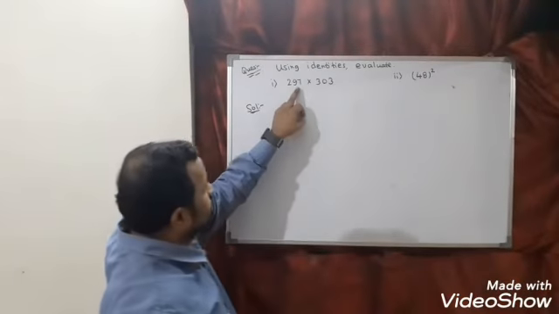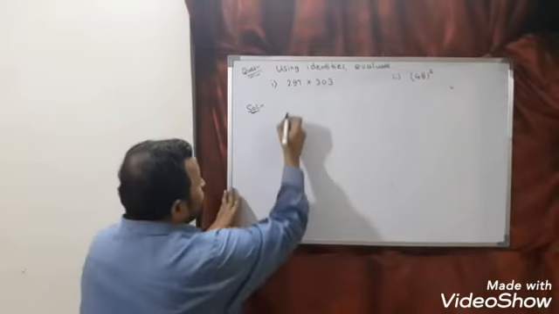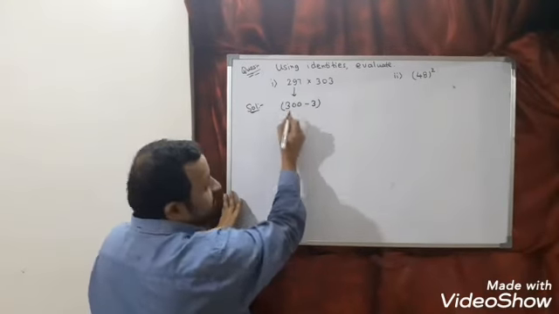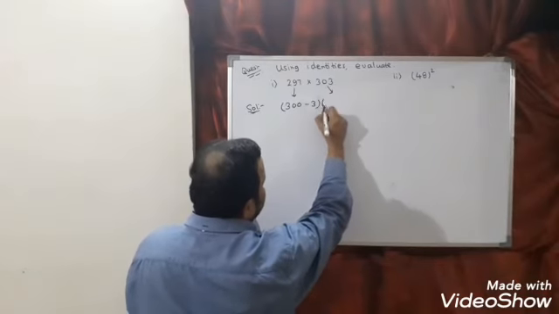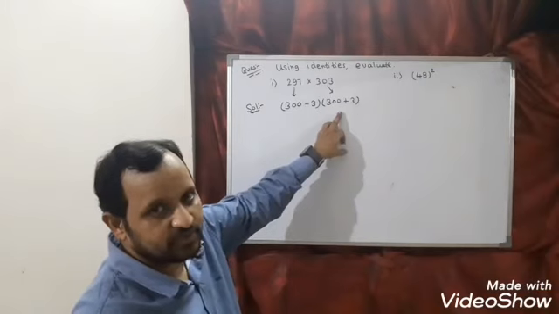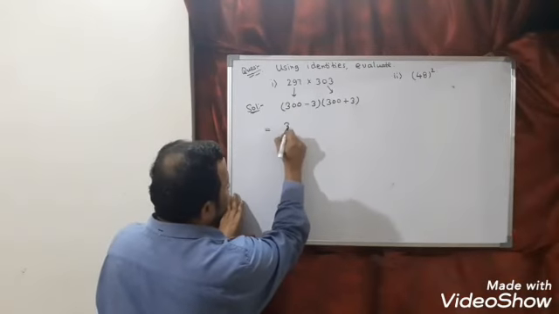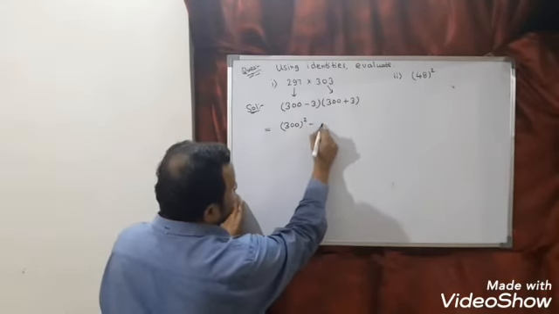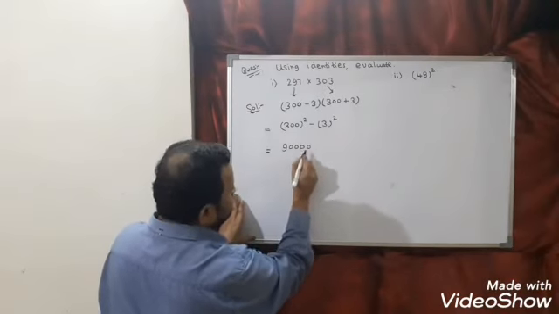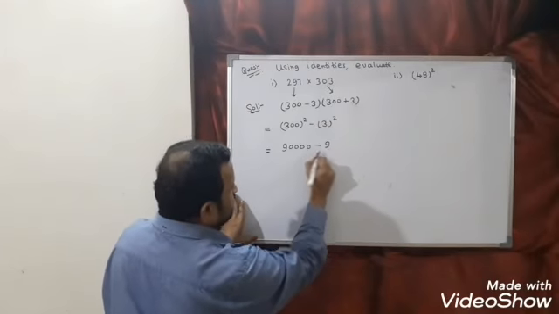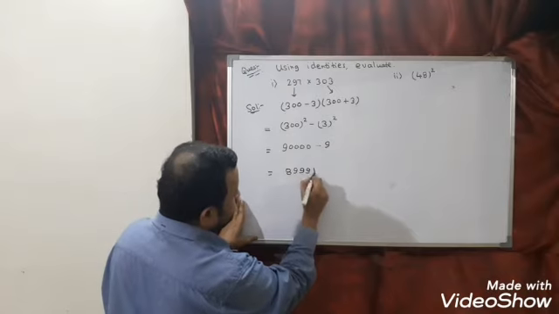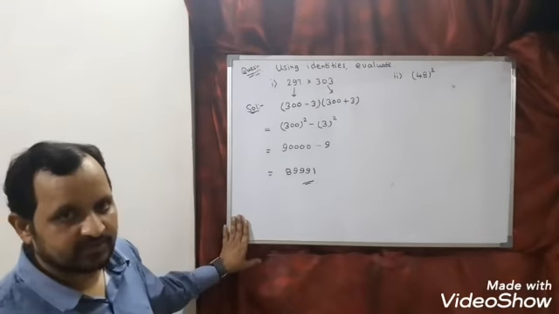Now 297 and 303. This 297 can be written as 300 minus 3, and 303 can be written as 300 plus 3. So what is the form here? A minus b into a plus b, which is nothing but a square minus b square. So 300 square is 90,000, minus 9. Calculate, this value is 89991. So this is the required solution.